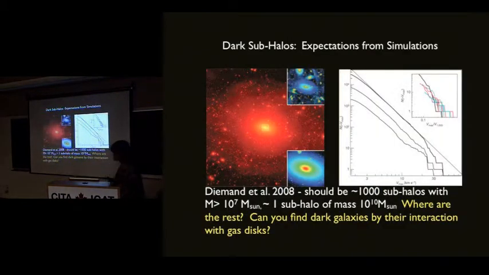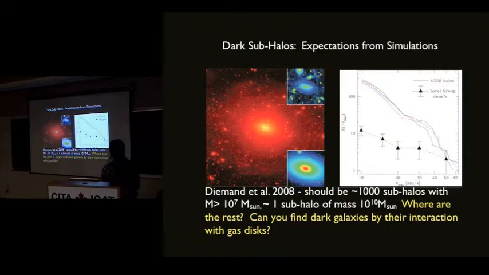When you look at the distribution of these subhalos, it follows a power law. And when you compare their distribution in simulations to observations of local blue dwarfs, you see that simulations far overpredict the number that are actually observed, and this discrepancy has come to be known as the missing satellites problem. So in this context, it's interesting to ask, where are all the rest that we expected to see, theoretically? And more broadly, the question I'm interested in asking today is, can you find dark galaxies by their interaction with gas disks?